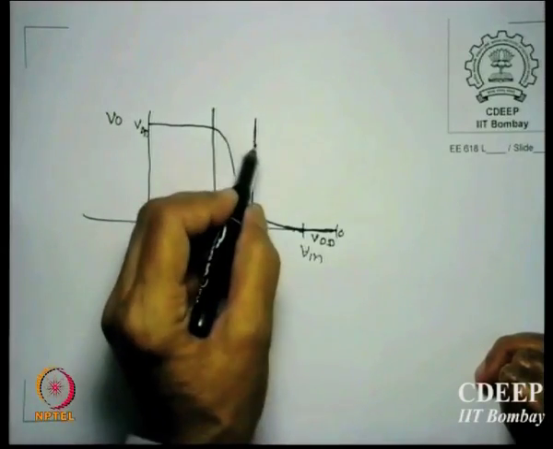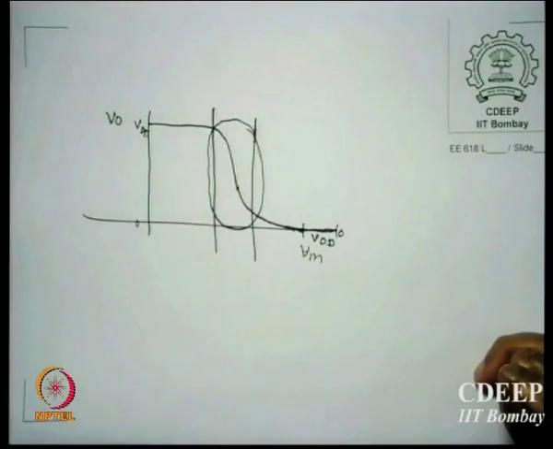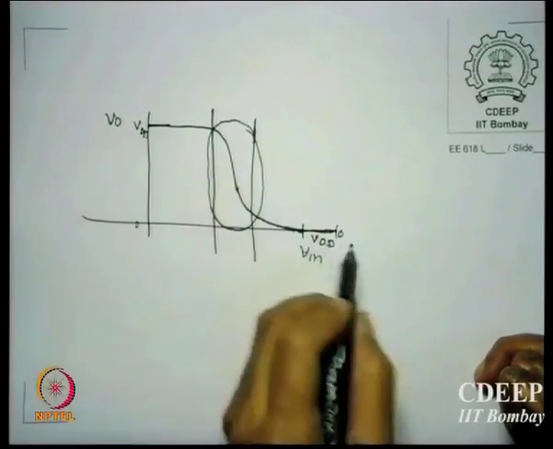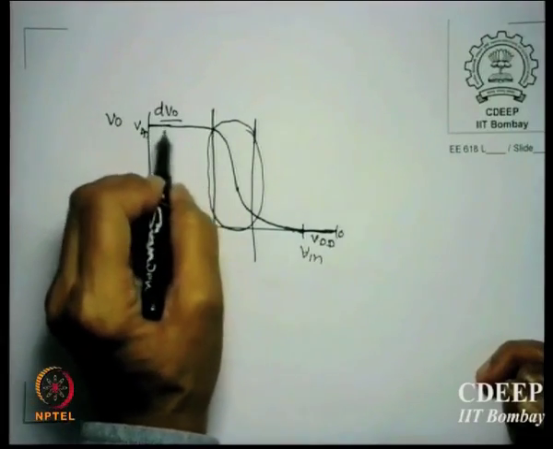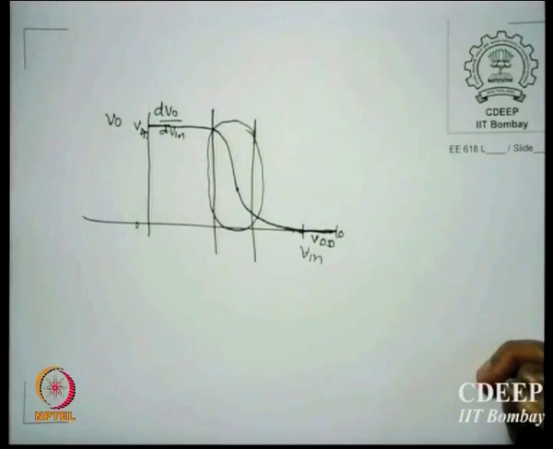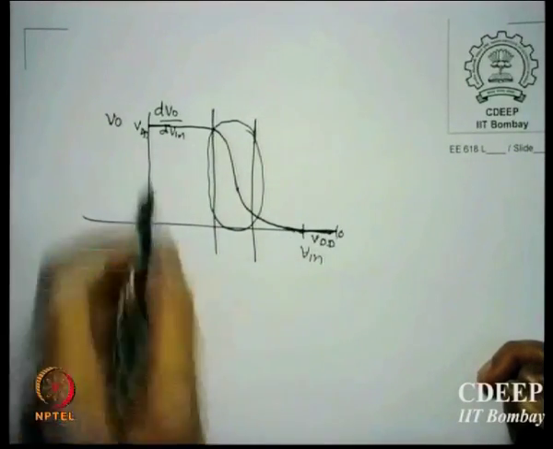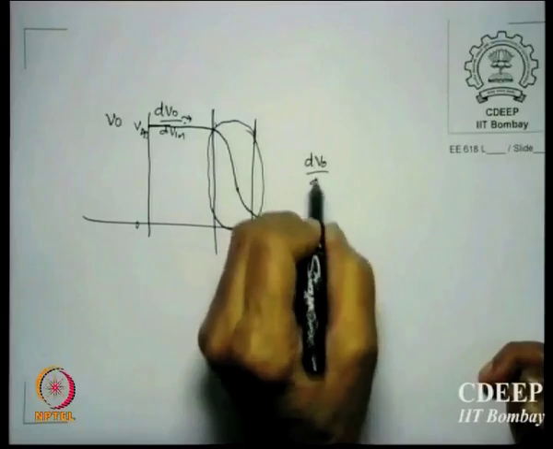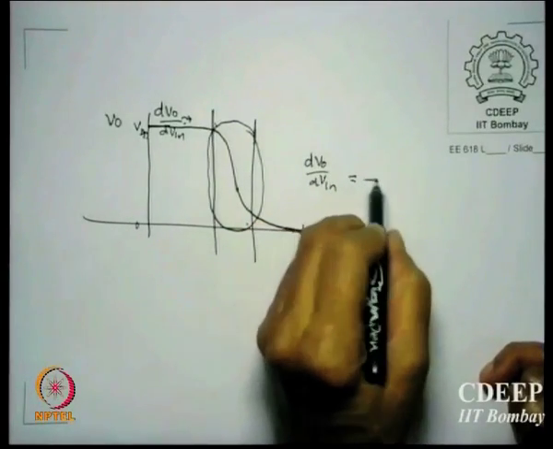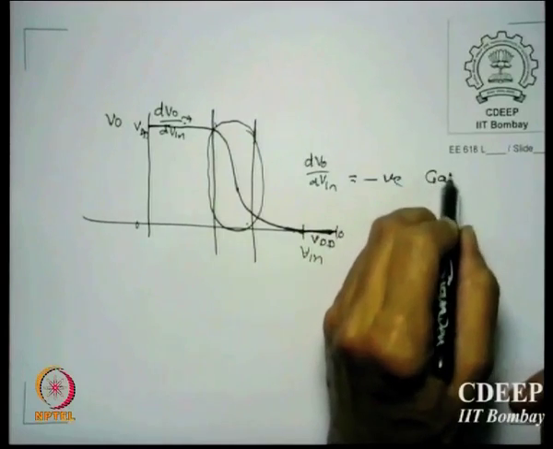And we normally do not worry about this part. The reason is, we are only worried about these levels in digital, 1 or 0. So input goes 1, output should go 0. Input goes 0, output should go high. It transits, we do not care too much. We do, but not so much. If you see the gain here, dVo by dVin is how much? 0. Same way here. So this is 0 in these 2 regions. But what is here? dVo by dVin, which is gain, is a negative value.